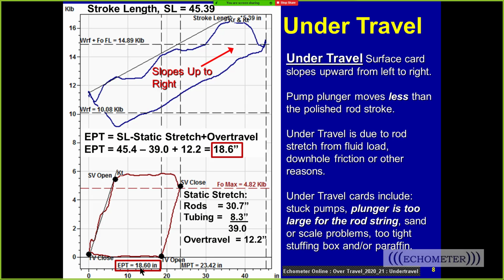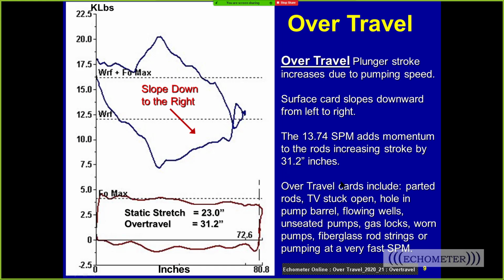And why do we get under travel cards? Well, we can have big plunger sizes, or a small rod string, or extra mechanical friction like sand or scale or paraffin, or in some cases maybe dog leg severity, or possibly an over tight stuffing box. Now, when you see over travel, when you look at the surface card, it looks like the surface card is pushing downward and to the right, and it's going to make the pump card have a longer down stroke. And so that's kind of an effect of it.